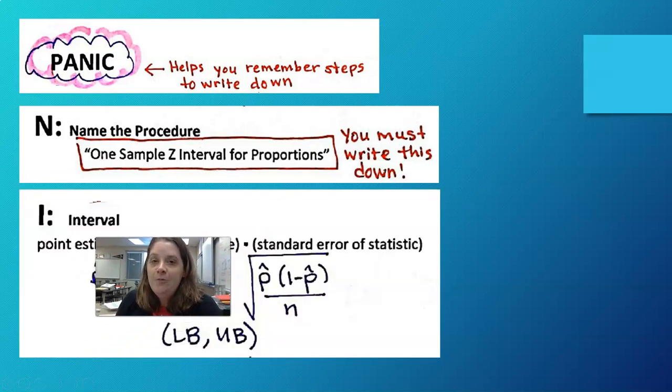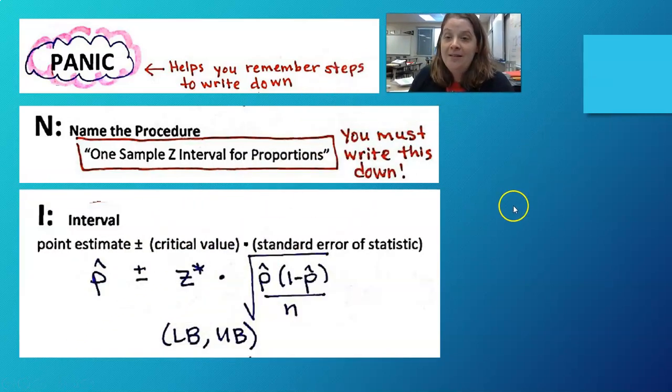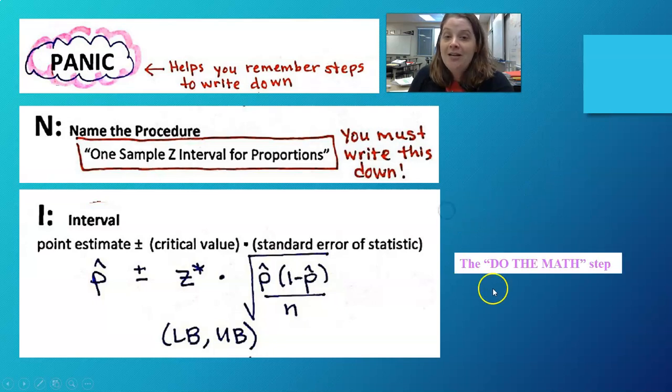Okay, the next thing I want to do is find the interval itself. And basically what this is asking you to do is to do the math. This is the actual math step. Find the interval. So I'm going to take the point estimate plus or minus the critical value times the standard error of the statistic, where the statistic here is the point estimate.